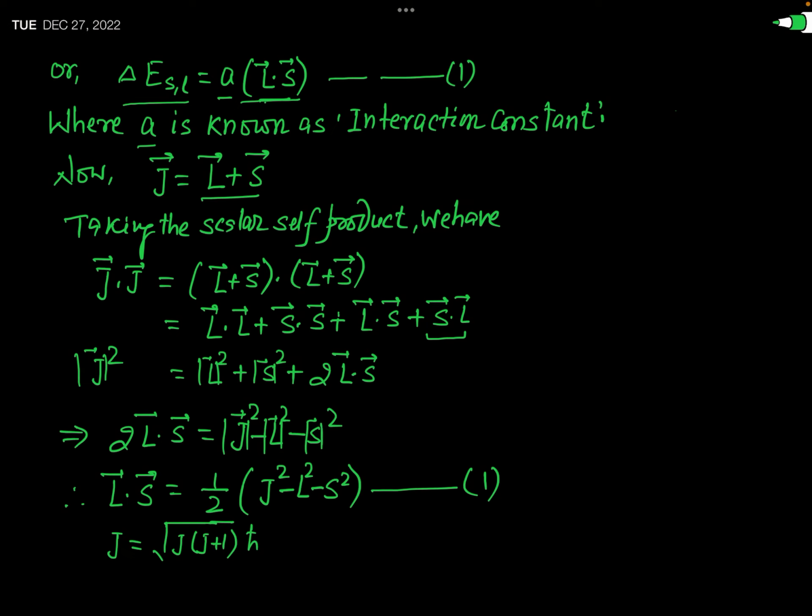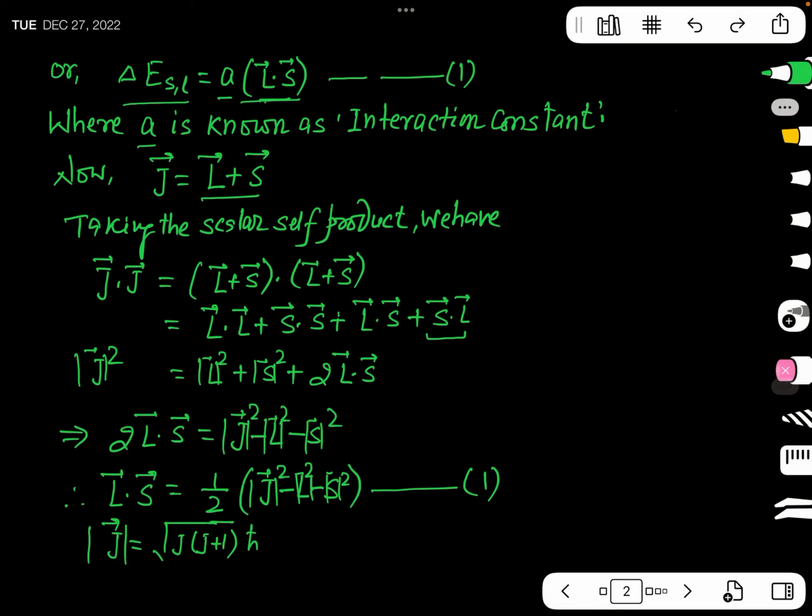Why am I writing like this? Because there will be a confusion if you write j and also inside the square root you write j, then you will be confused that the j in LHS and j in RHS are the same thing. But this is not the same thing, because this j is actually the magnitude of the total angular momentum vector, and in RHS this j represents the total quantum number. So this is the difference. So write the symbols like this: mod j square, mod l square, and mod s square.